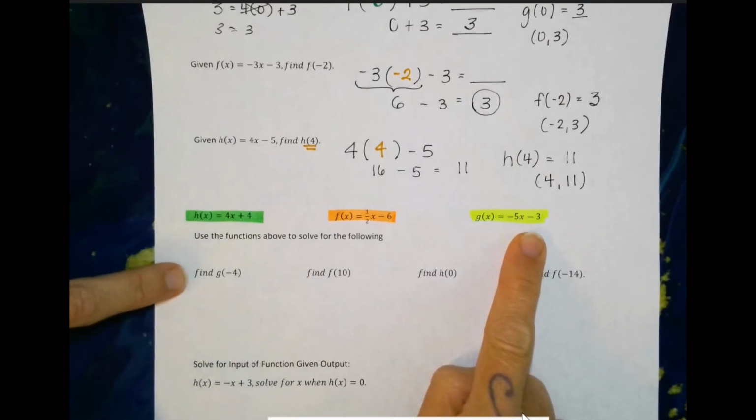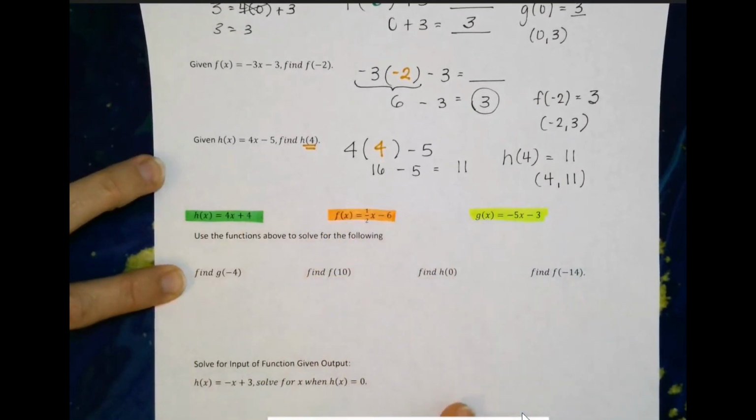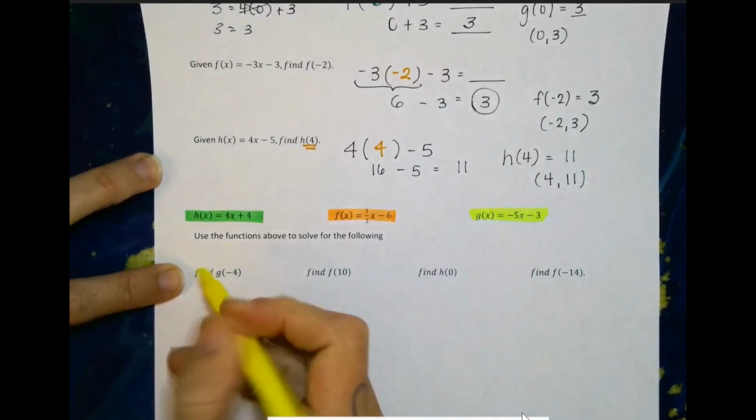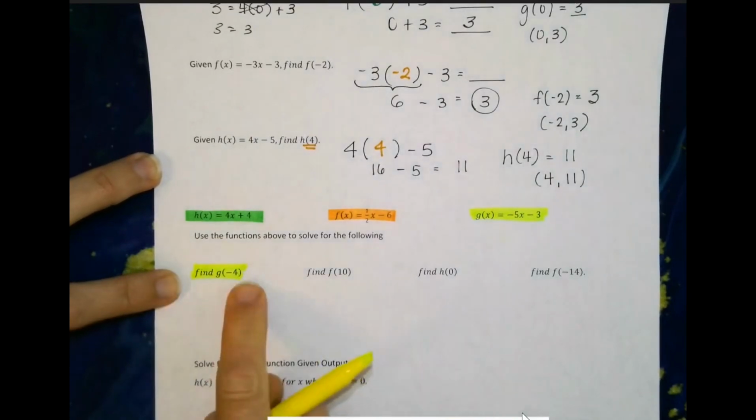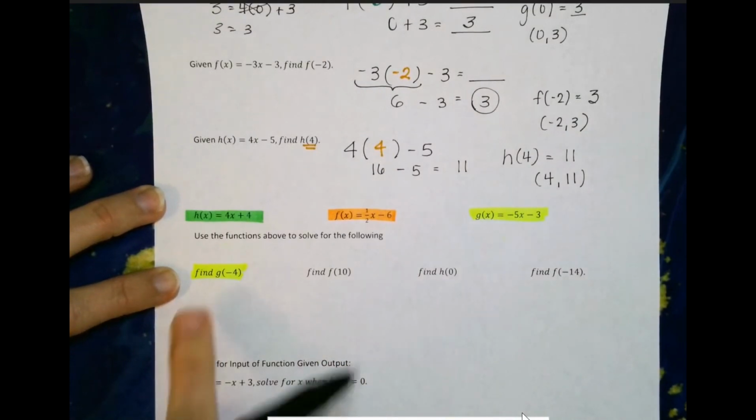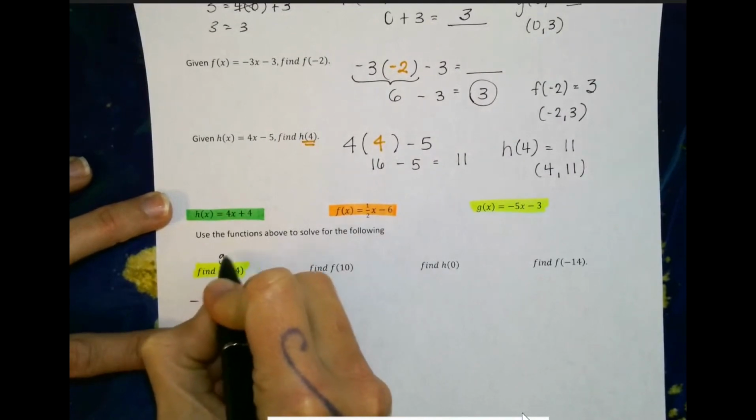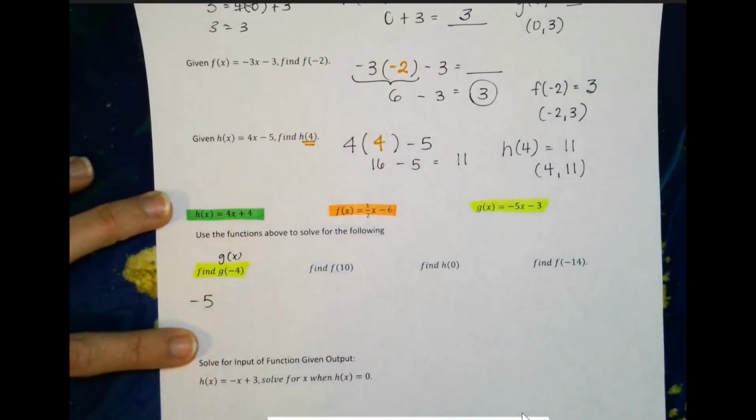So this says find g of negative 4. Does that mean I'm going to use green, orange, or yellow? Yes, perfect. So it is yellow because we're going to go where g is. This says in Gertrude's function, when x is negative 4, what is y going to be? So we're going to take our Gertrude, so negative 5. It's still in the place of x, because remember, this is g of x. We replace that x with a negative 4.